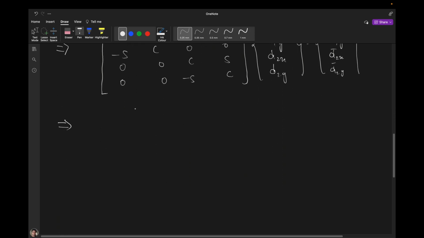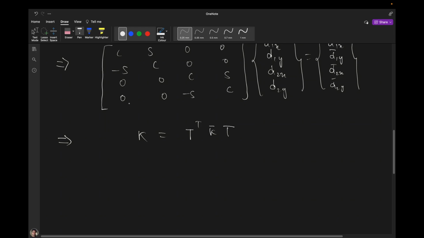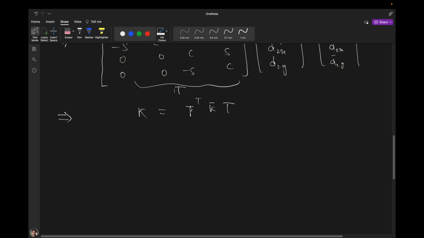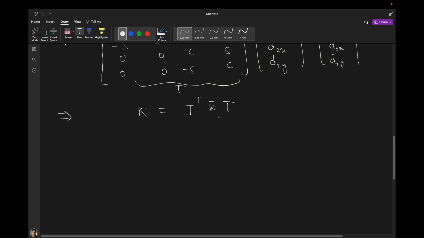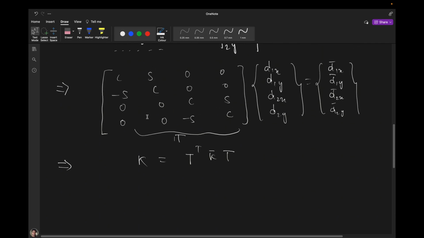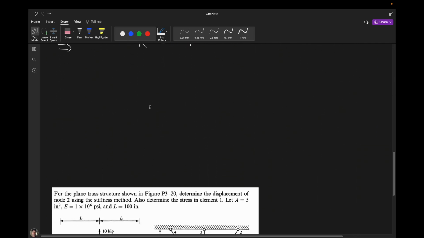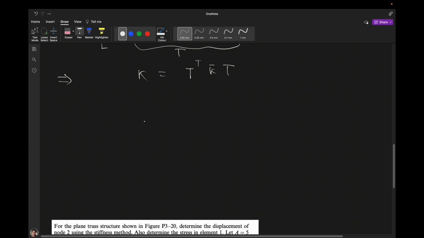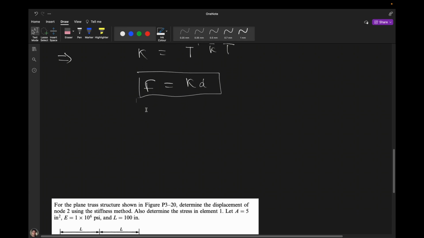When we move from left hand side to right hand side, the global stiffness matrix will be nothing but T transpose K bar T, where T is the transformation matrix. Which means that if you multiply the local stiffness matrix post by T and pre by T transpose, then we will get the global stiffness matrix in the original coordinate axis. So we can solve our problem very easily, and finally I can write F equal to KD. We will take one example like this.